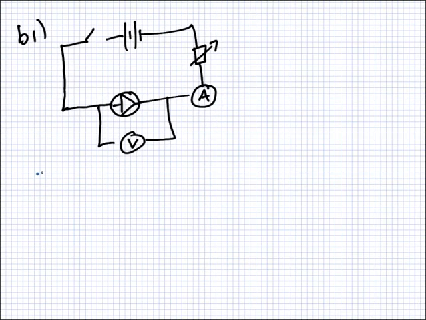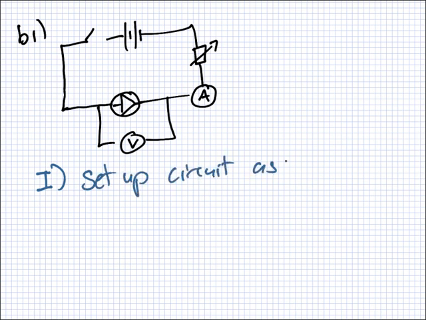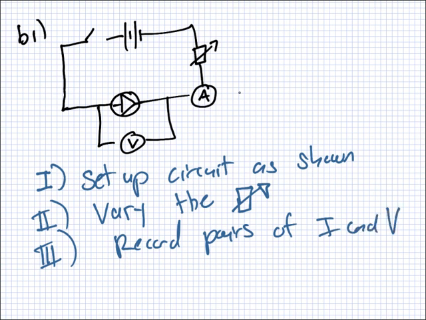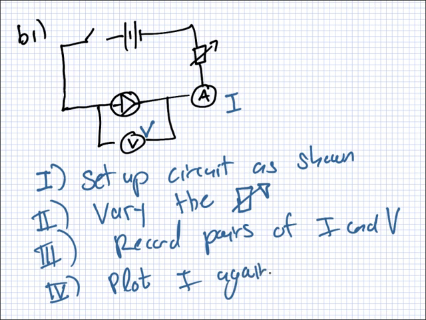So what do you do? One, set up the circuit as shown. 2, vary the variable resistor. 3, record pairs of I and V, because this one gives you the I and this one gives you the V. 4, plot I against V.